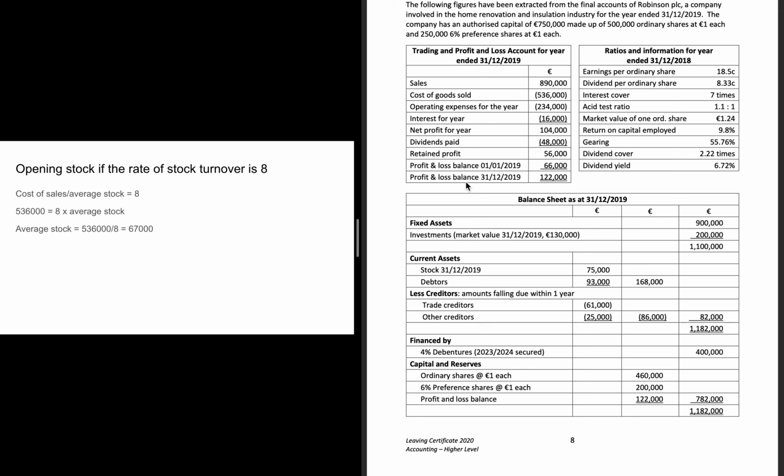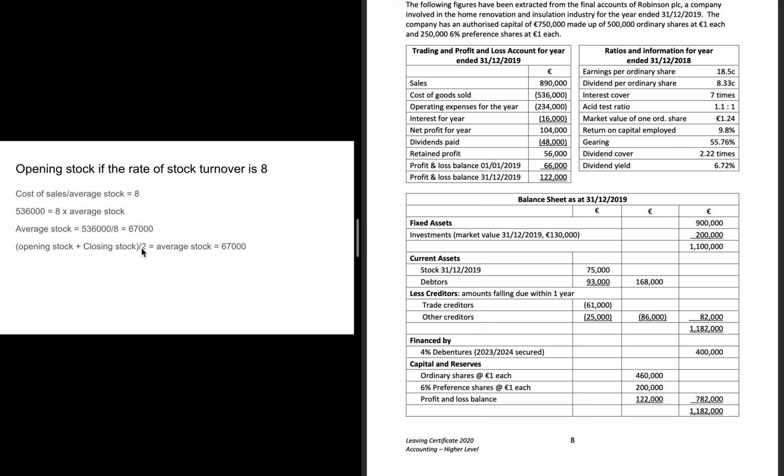Now average stock is opening stock plus closing stock over 2. So closing stock is 75,000. So if that's 75,000, well that's 8,000 more than the average stock, which means the opening stock is going to have to be 8,000 less than 67. So it should be 59 when I'm all done.